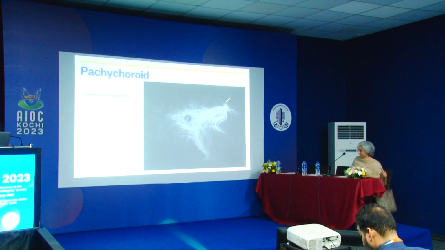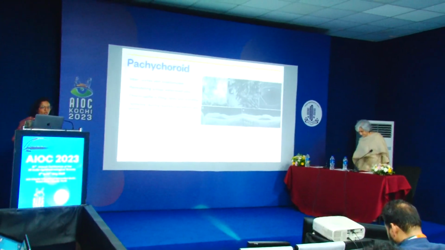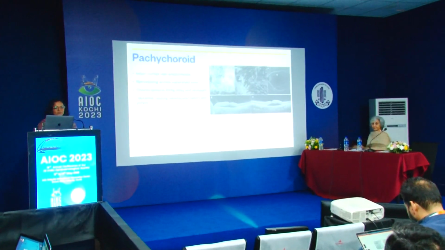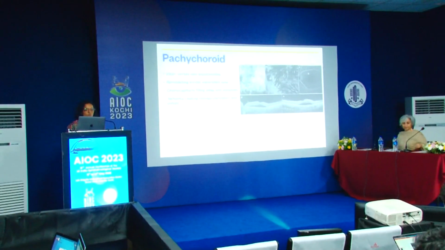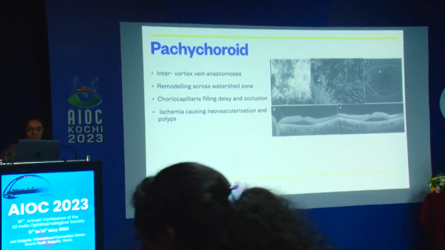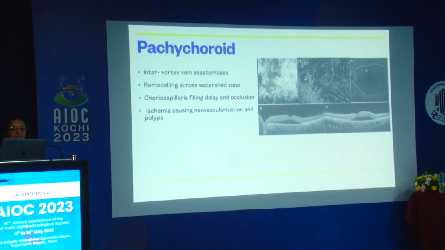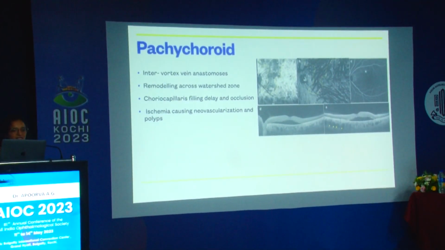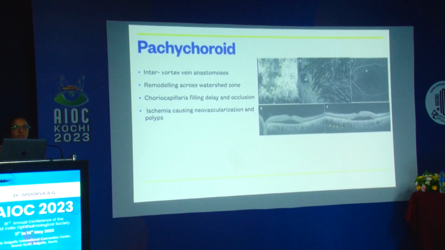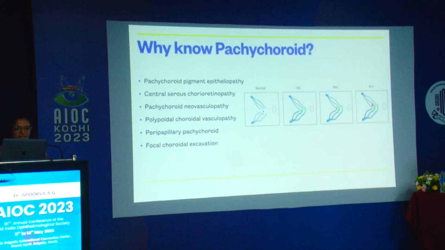One of the vortex vein ampullae may be dilated with the subsequent dilatation of the large choroidal vessels. So in acute CSC, what happens is the intervortex vein anastomosis, and there is a remodeling across the watershed zone. This causes a geographic delay of choriocapillaris filling in a geographic distribution, depending on how much of the choriocapillaris is occluded. And if it becomes a chronic CSC, chronic ischemia causes neovascularization and polyps at that site.